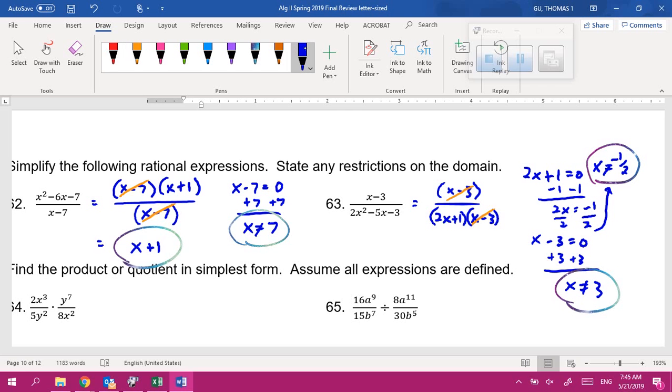So what's your final answer? 1 over 2x plus 1.